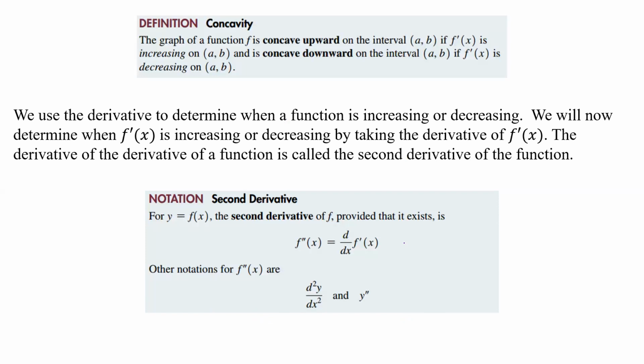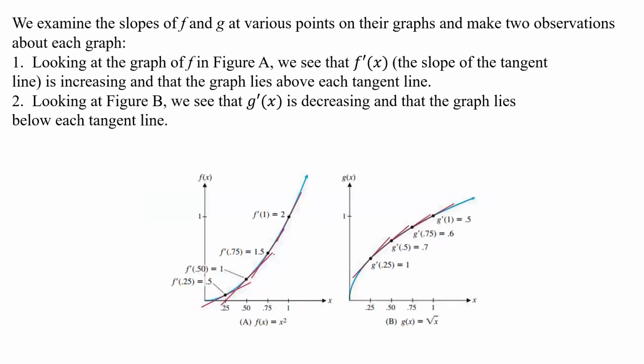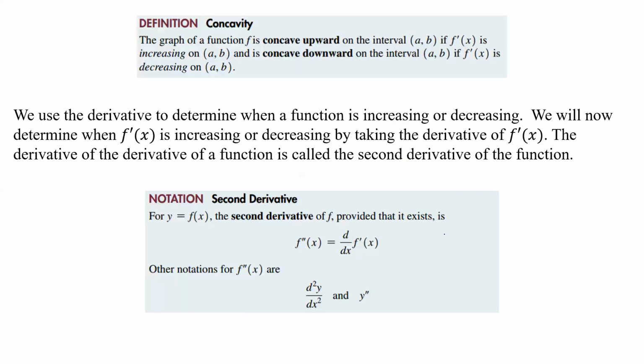So for concavity, the graph of a function is concave upward on the interval from a to b if the derivative is increasing on the interval a to b, and concave downward on the interval a to b if the derivative is decreasing on a to b. Again, here we notice it's increasing, so that means it must be concave up. Here it's decreasing, so it must be concave down.